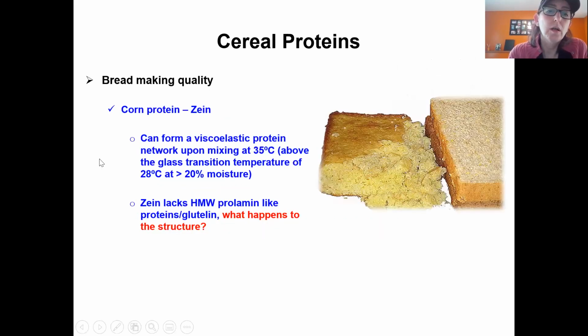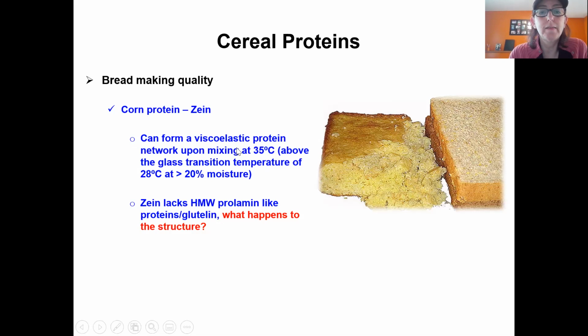So you might be able to form a viscoelastic protein network, but you need a higher temperature. So you have a higher glass transition. That protein needs a higher temperature to change from the glassy state to the amorphous state.